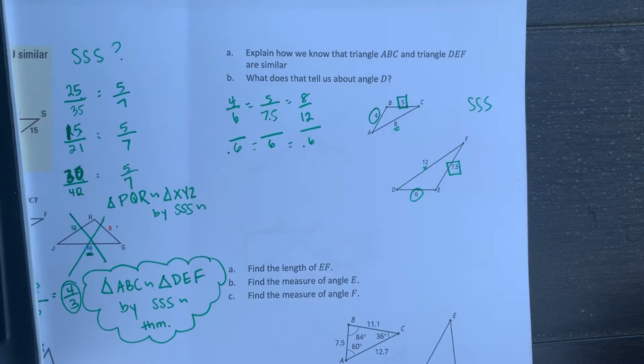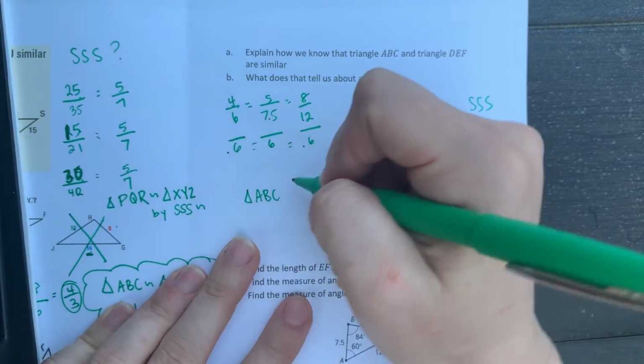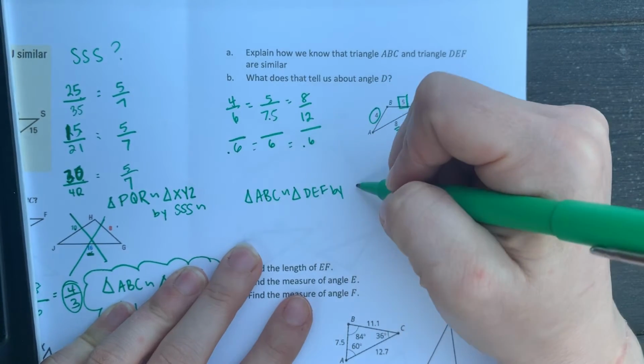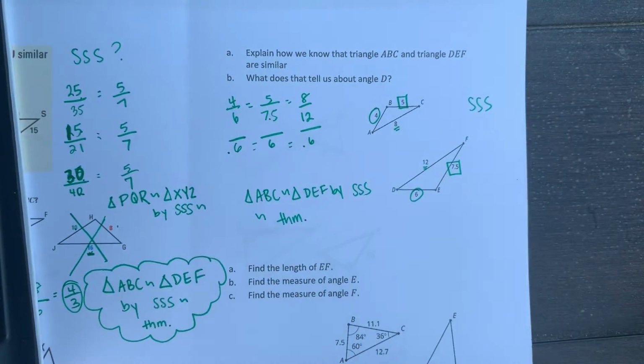So if I were to write a perfect explanation, I would say triangle ABC is similar to triangle DEF by SSS similarity theorem. And if those two triangles are similar, we know that similar shapes also have corresponding angles that are congruent.